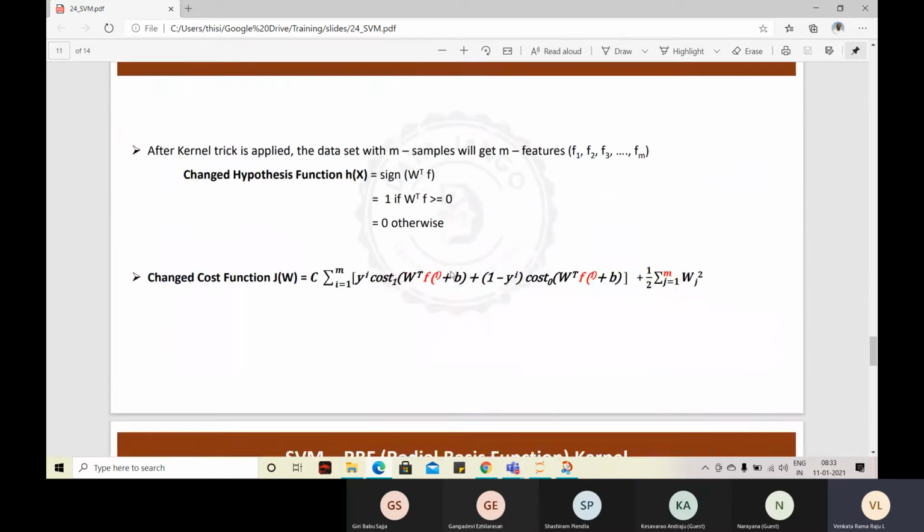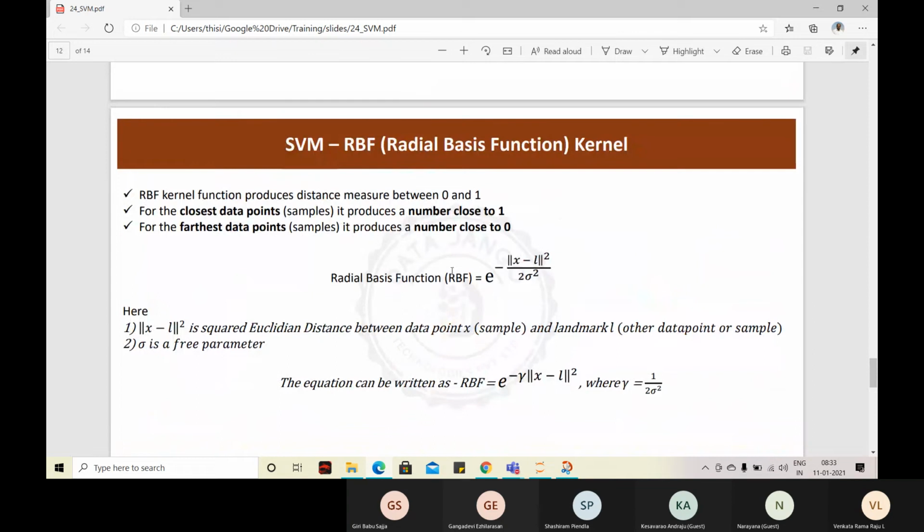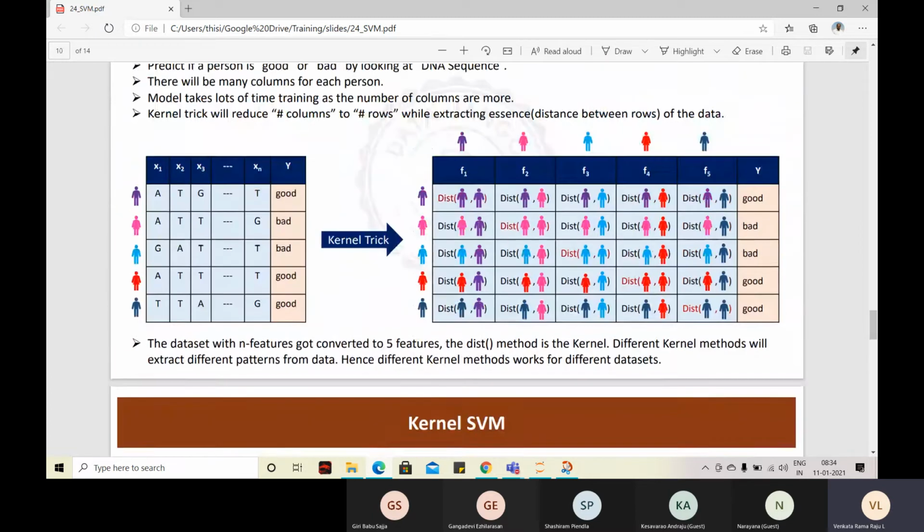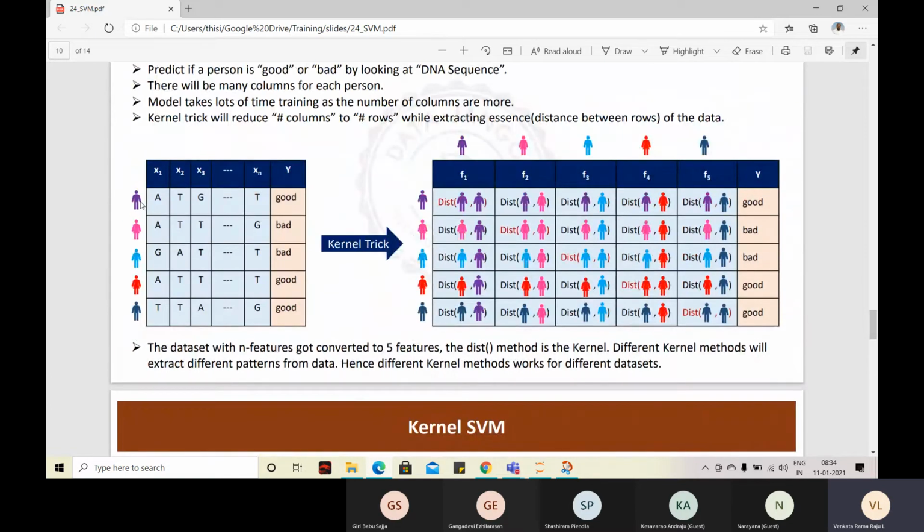Now we will be looking at the actual kernel function. One function I am going to show you is the radial basis function, as we call it. So this is one function. You can have any number of functions, polynomial functions, any number of functions. When you apply the kernel trick, even if it is a polynomial degree, the data set will not become more than m by m.